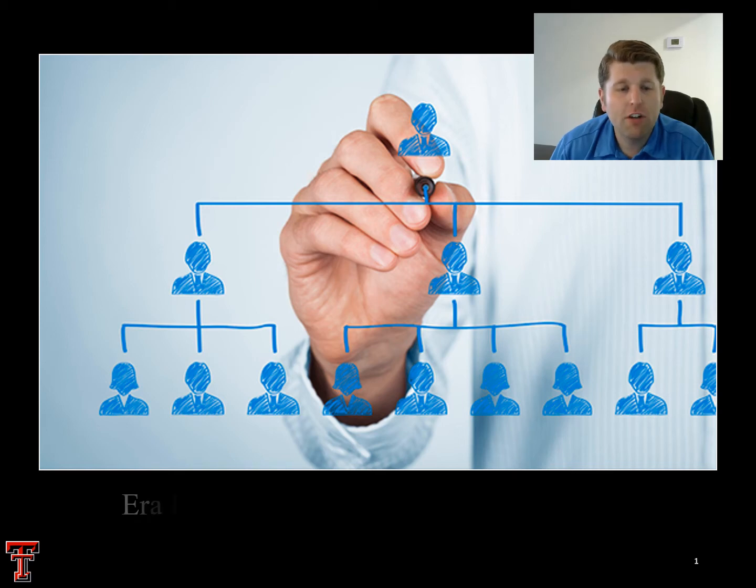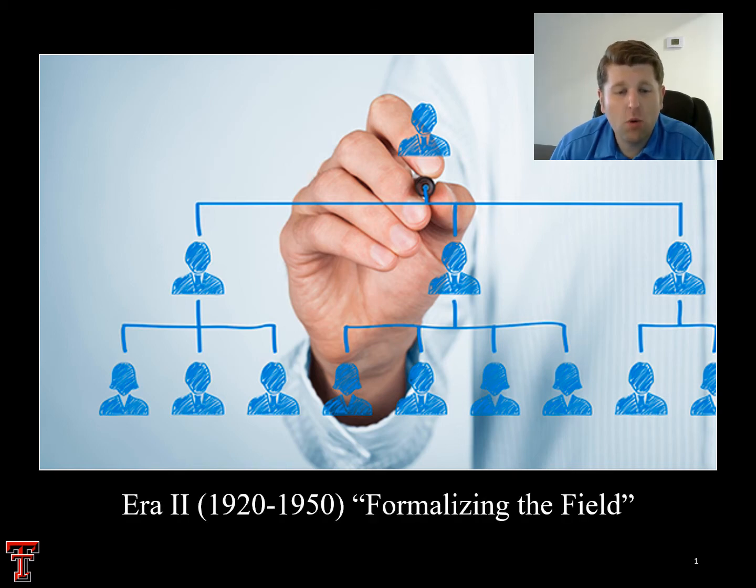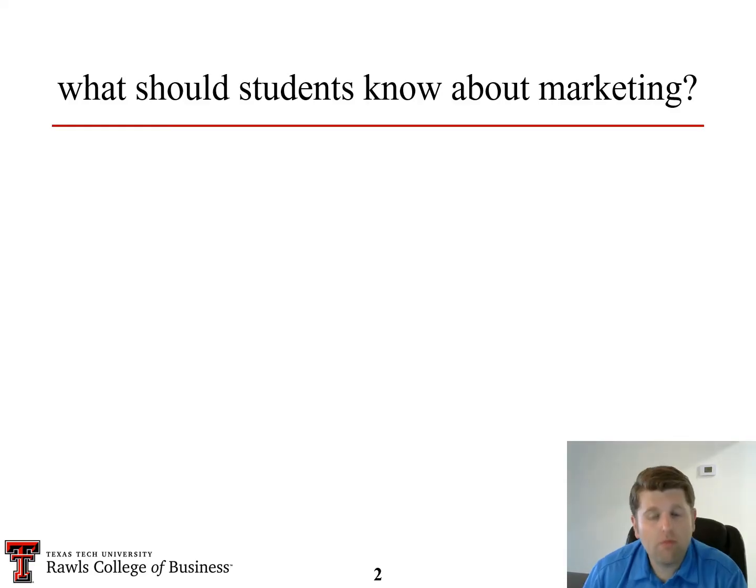This presentation covers Era 2, from 1920 to 1950, and the formalization of the field of marketing. Let's go ahead and jump in. During this time, if you remember from Era 1, marketing was really just getting started. It was a fledgling discipline.